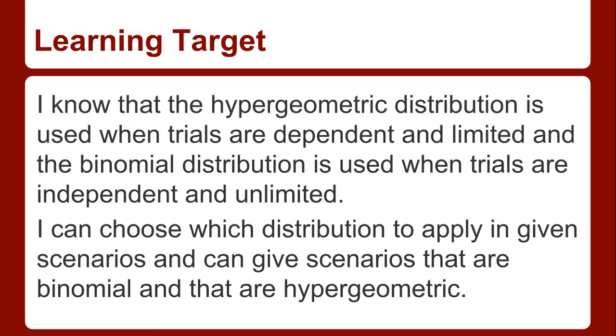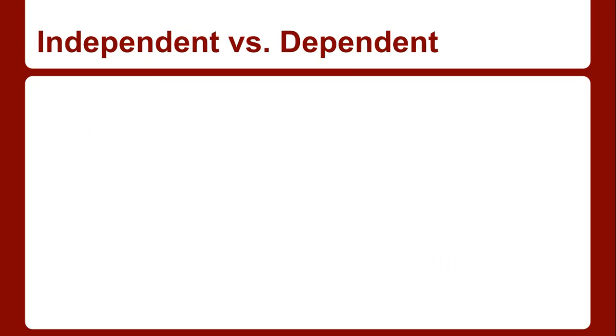I can choose which distribution to apply in given situations, and can give scenarios that are binomial and that are hypergeometric. So what I'd ask you, just like in the warm-up, is to give me a scenario where it's binomial versus hypergeometric. The key here is independent versus dependent. We talked about this in the first unit. There's a slide on conditional probability, and that was largely ironed out by a tree diagram.